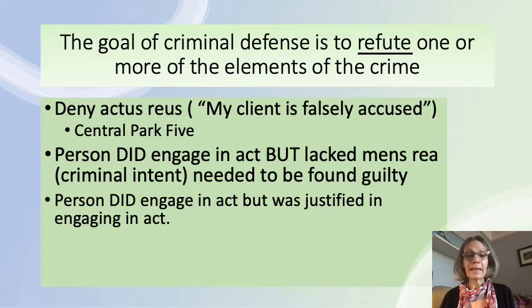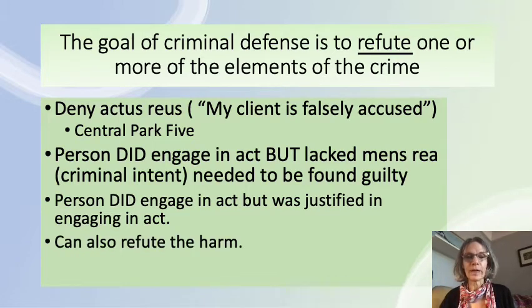You can say that the person did engage in an act, but they were justified in engaging in the act. And so the example before, that the person did engage in the act but lacked mens rea, is what's known as an excuse defense. But the second one is that the person did engage in the act, but they were justified in engaging in the act. And those are known as justification defenses. And we're going to talk about those in today's lecture as well.